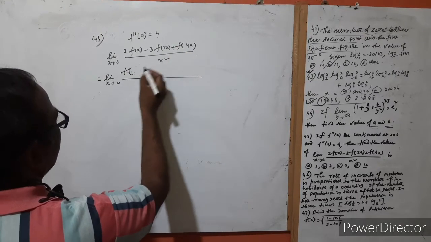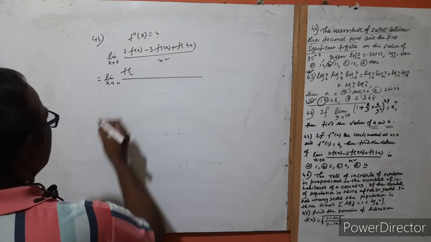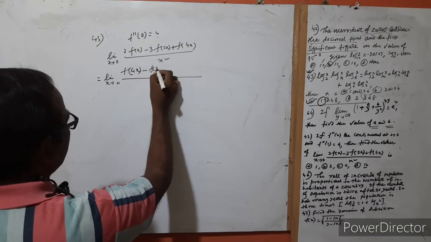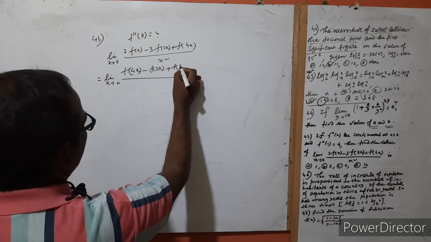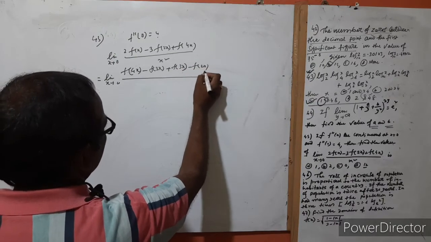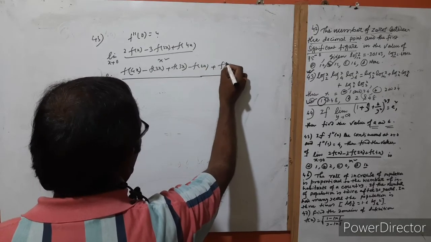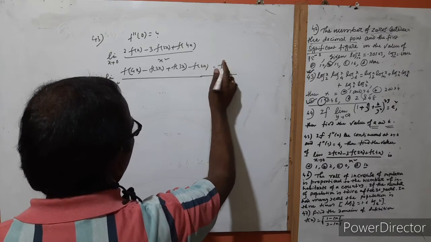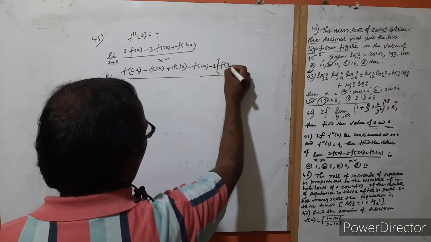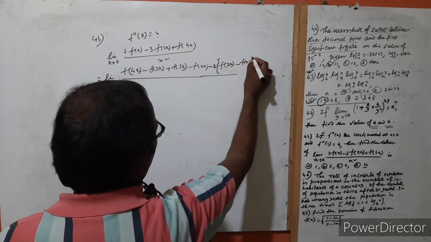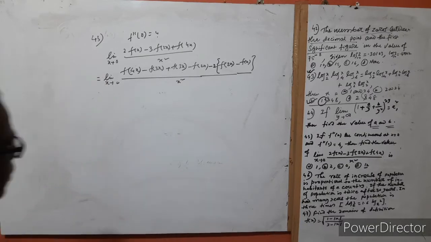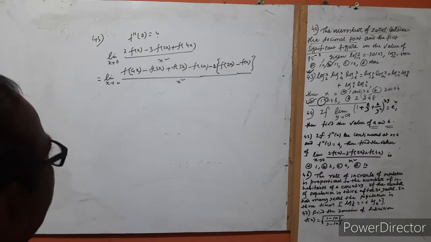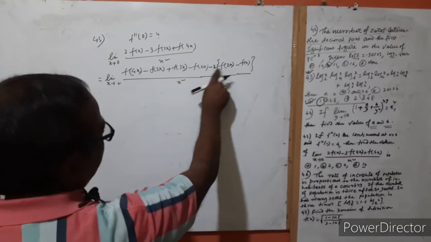So we can write here f of 4x minus f of 3x plus f of 3x minus f of 2x. Okay, plus, taken common 2 here, minus 2 f of 2x minus f of x. See, the technique of writing is that, okay, twice times of that, 2 times of 2f of x.